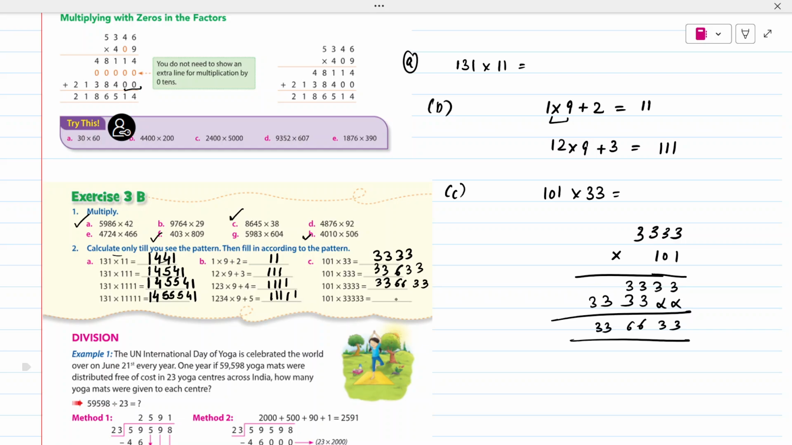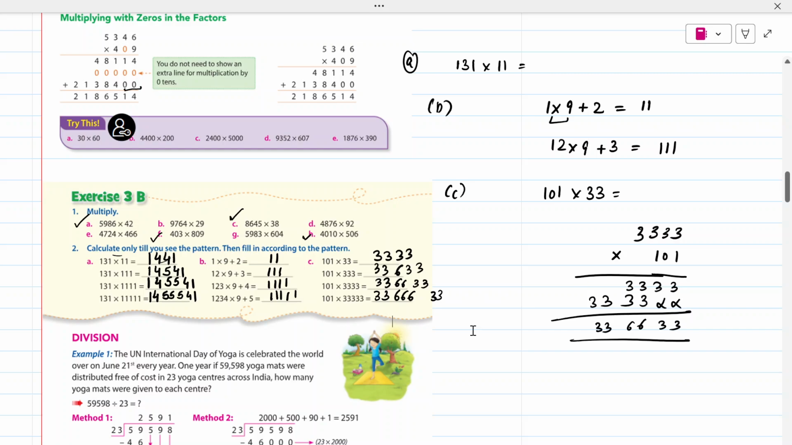So what would be the next number? We have 3 threes in the beginning, we have 3 threes in the end, and then 1 times 6, 2 times 6. Now we will get 3 times 6. Right? So this is how we have to do this question.